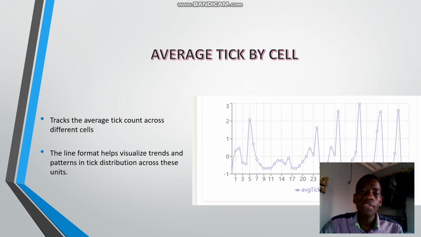We shall move on to the average tick by cell. This is the line chart. It tracks the average tick count across the different cells. This line format helps to visualize the trends and patterns in tick distributions across these units. The sharp changes in the line indicate environmental or other factors affecting the tick population in particular cells. It helps us to track the average tick count across the different cells and also visualize the trends and patterns in the tick distributions.